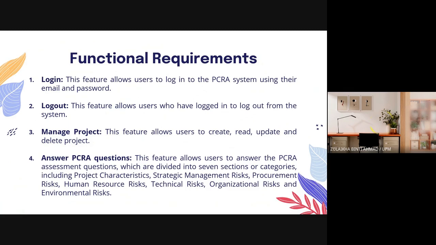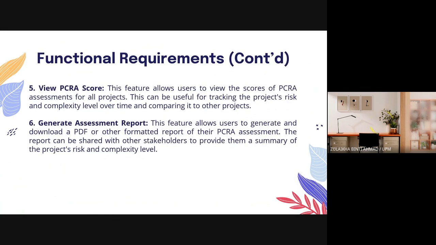And also we have answer PCRA question, which allows users to answer the PCRA assessment questions, which are divided into 7 sections or categories, including project characteristic, strategic management risk, procurement risk, human resource risk, technical risk, organizational risk, and environmental risk. The fifth functional requirement is view PCRA score, where this feature allows users to view the scores of PCRA assessment for all projects.